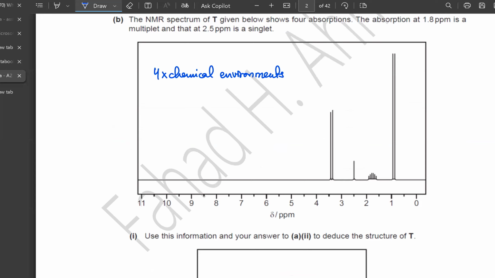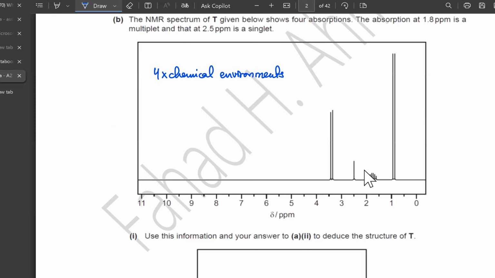What else? The height is not given, so you don't know how many protons are in each chemical environment. So that data is missing. I think there are going to be more protons over here, slightly fewer protons in this one, and very few protons in these two environments, right?